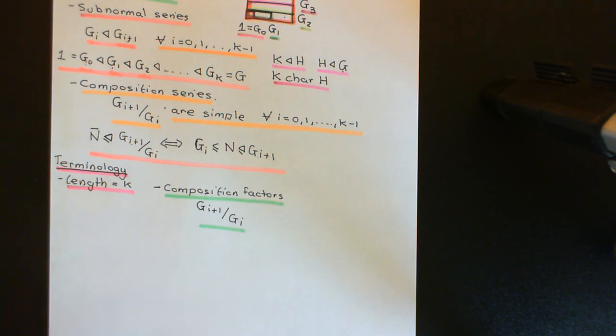Right, so there's some terminology concerning composition series. I think we'll have a break here, and in the next video what we'll do is prove that all finite groups have a composition series, and then we'll do some examples of actually constructing composition series, and then we'll move on to the Jordan-Hölder theorem.